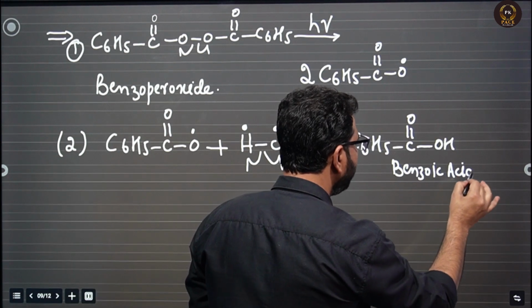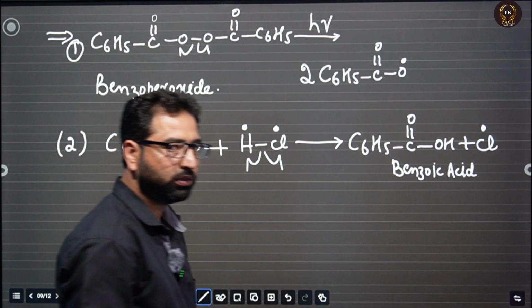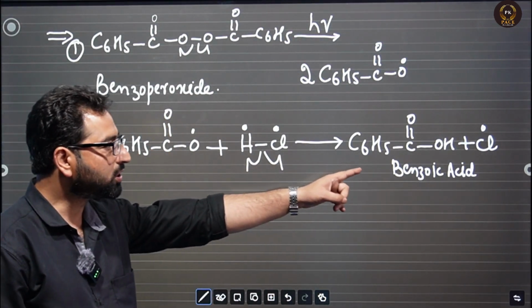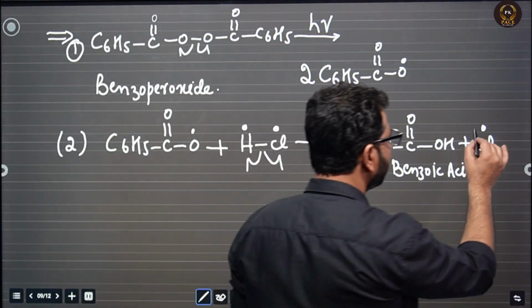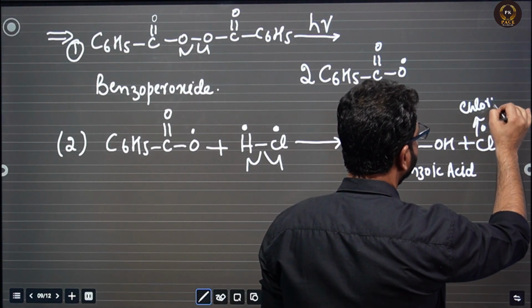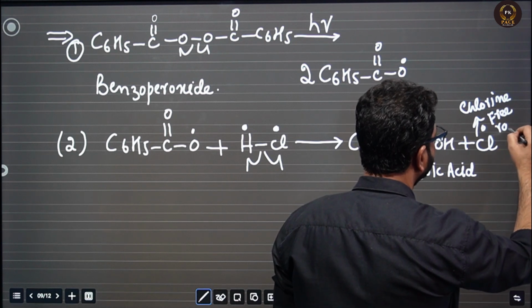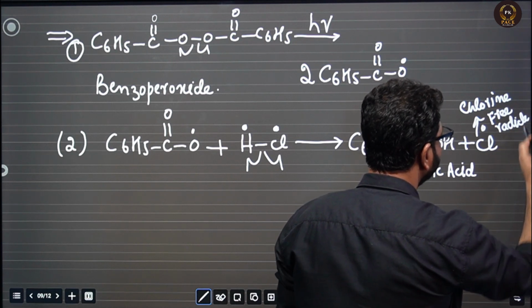Okay, and here in this step a Cl radical has been generated. Cl dot, that's the chlorine radical. A chlorine free radical has been generated in this step.